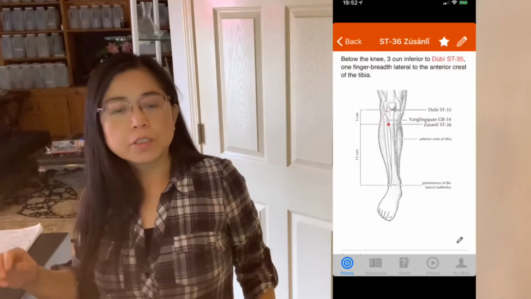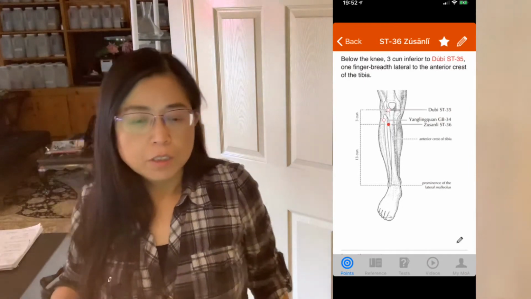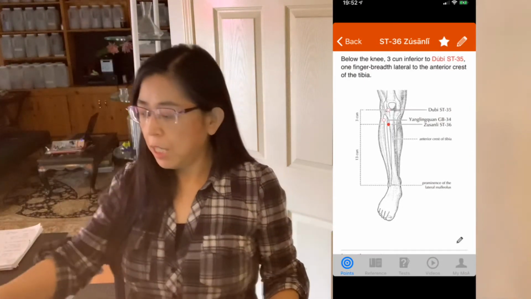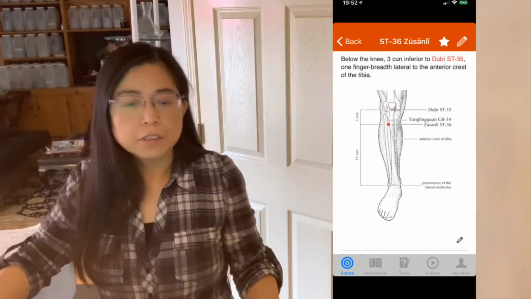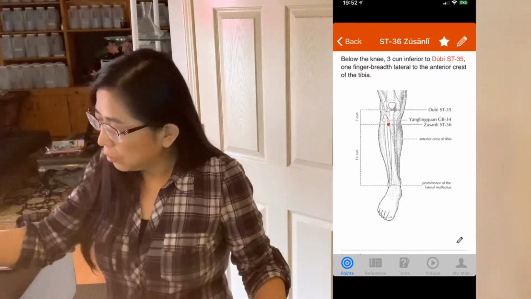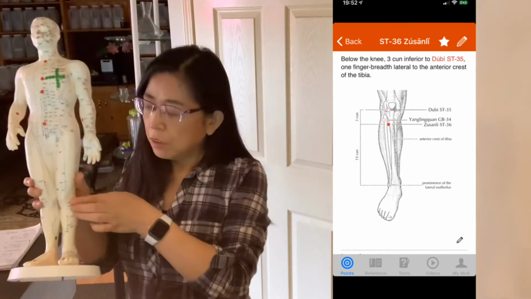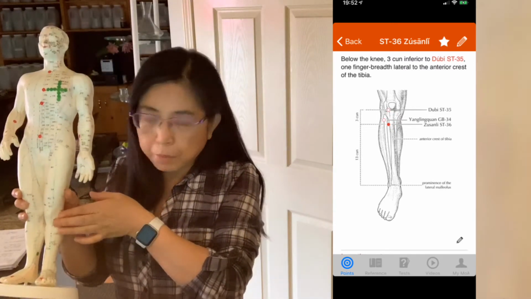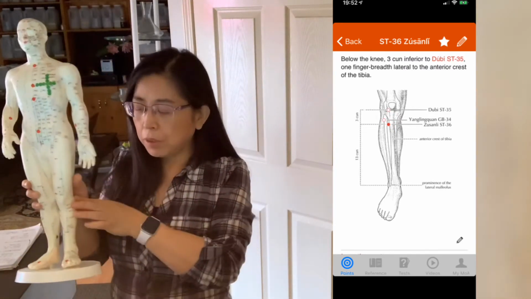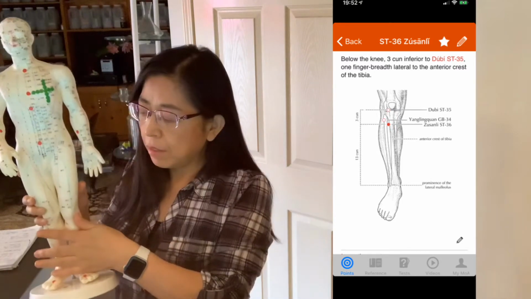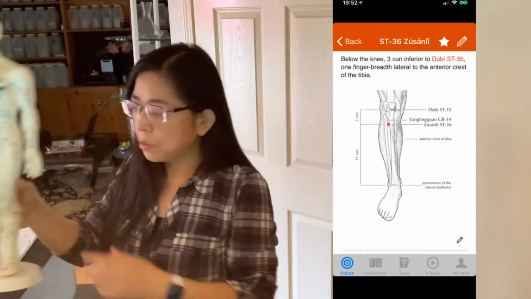Okay. The next one will be stomach 36, which we have talked about several times before. It's on the lateral side of the lower leg, 4 of your own fingers below the kneecap or the popliteal crease, and 1 finger breadth lateral to the tibia. Okay. Yeah, that's the major ones.